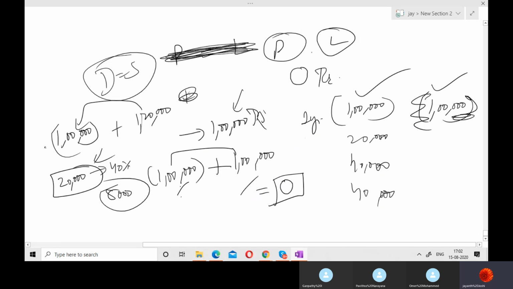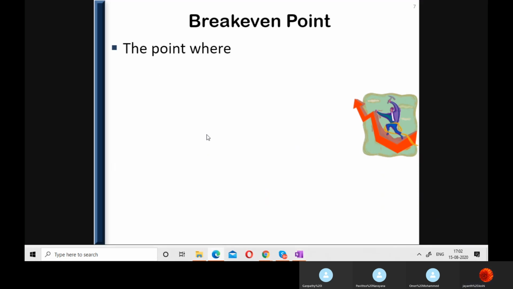So I can really say that I don't have any profits, I don't have any losses, because loss is a negative figure, profit is a positive figure, and 0 is neither negative nor positive. So if I get a positive figure, I am into profits. If I get negative figures, I am into losses. But if I get 0, I am at neither profit nor loss. So this is the break even point. Okay. So I hope everyone understood.